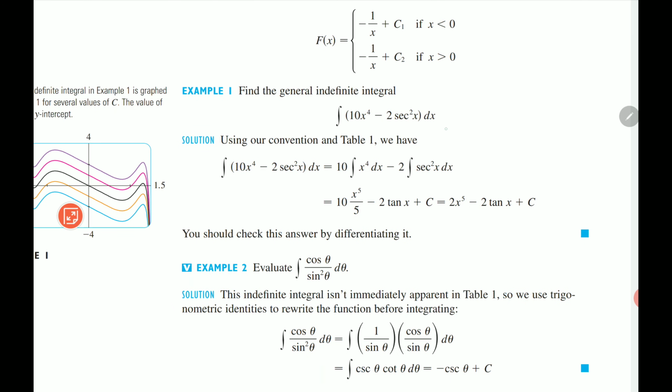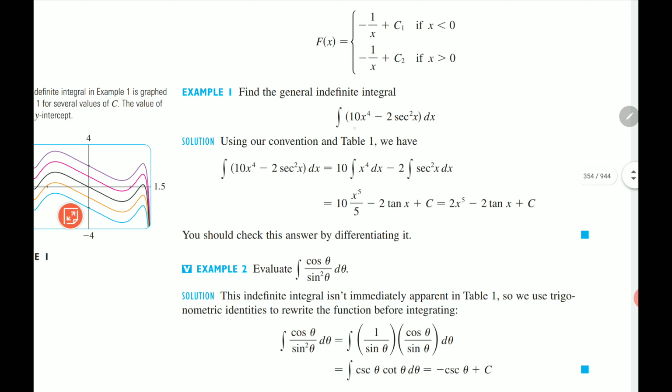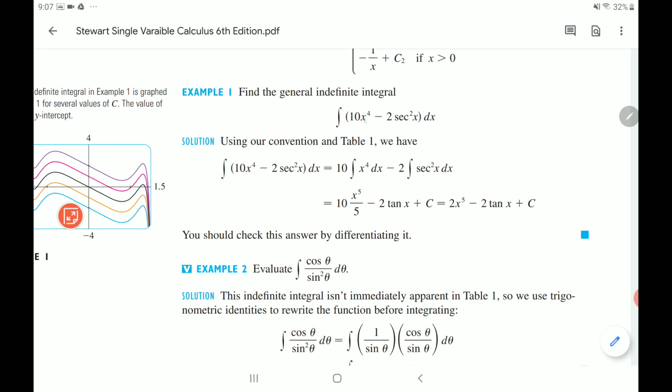Okay. So here we can find the general indefinite integral. We can do this separately. You don't have to do these together. You just do the integral of 10x to the fourth and the integral of secant squared x, because you can bring the 2 outside. The 10 we can leave outside, the 2 we can leave outside. The integral of this is x to the 5th over 5, and then we multiply by 10 to get 2x to the 5th over 5. The integral of this is tangent, so 2 tangent, and then just add the constant.